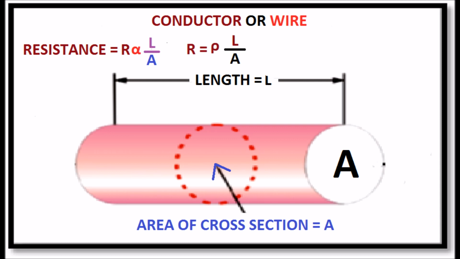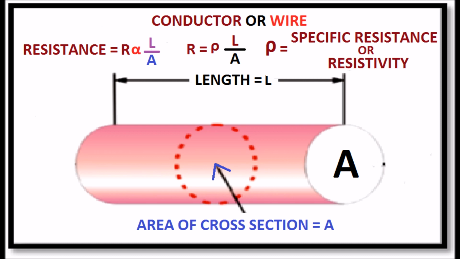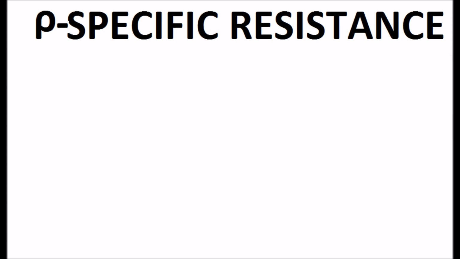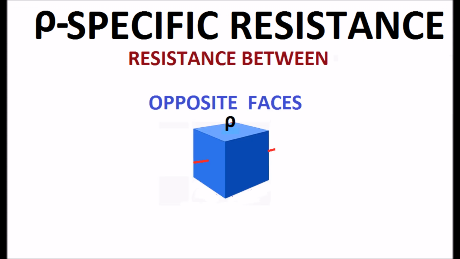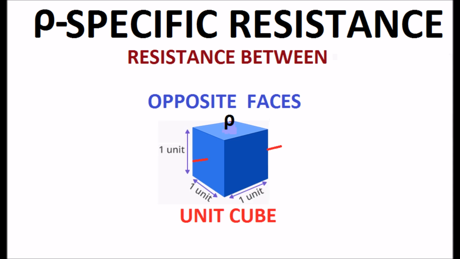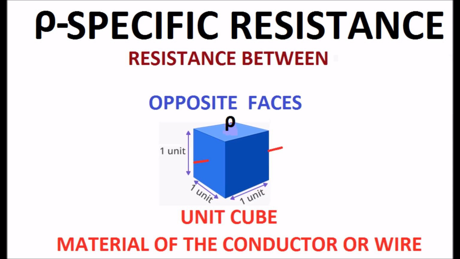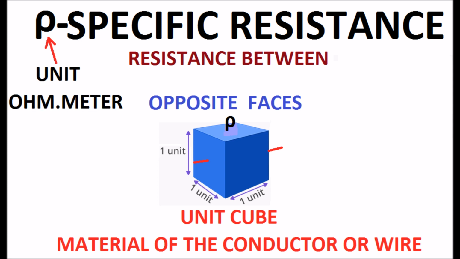where rho is a constant which depends on the nature of the material and is called the specific resistivity of the material of the conductor. The specific resistance is defined as the resistance between opposite faces of a unit cube of the material. The unit is ohm meter.